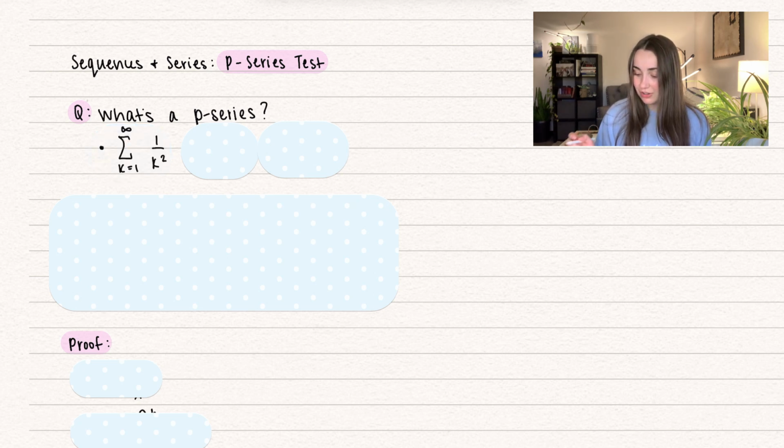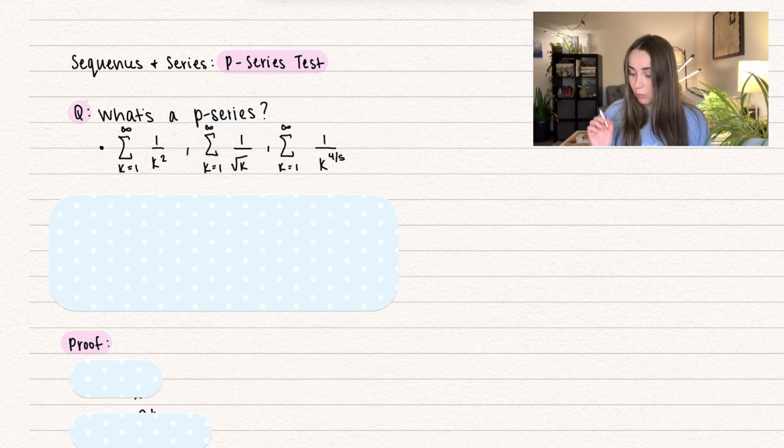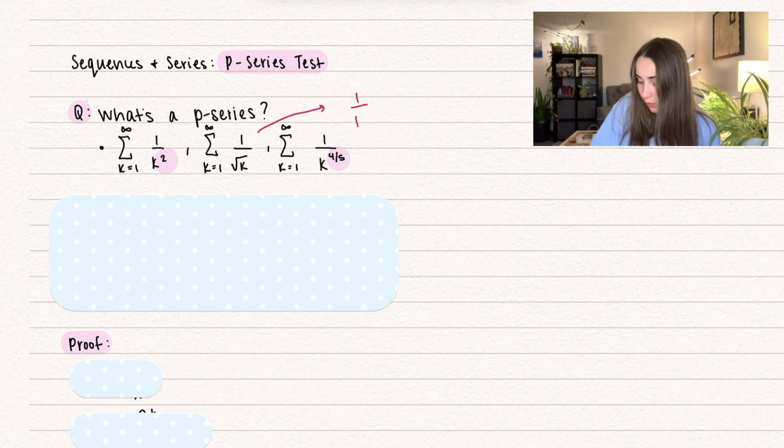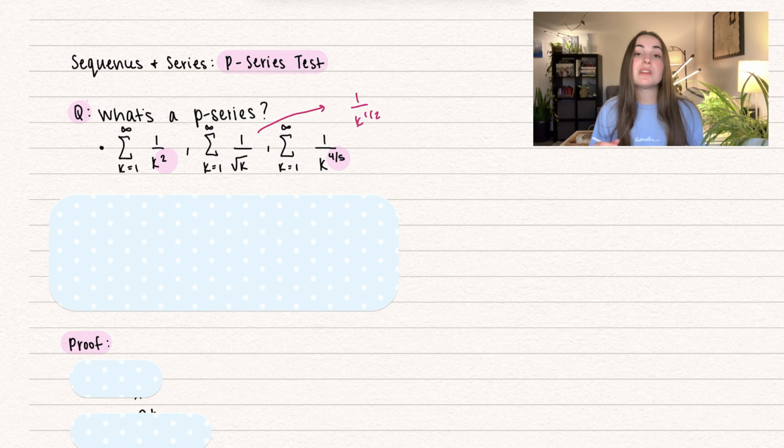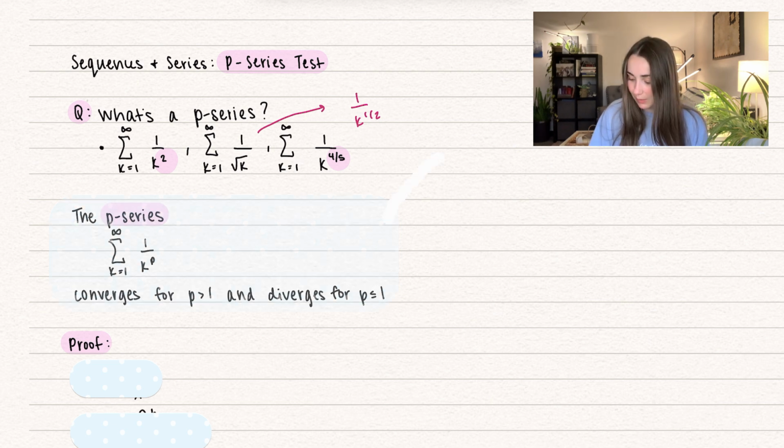First, we have the summation k equals 1 to infinity of 1 over k squared. Another one is the summation of 1 over the square root of k. And one more, 1 over k to the power of 4/5. All of these have something in common: they are all to a power. Where we have the square root of k, that's 1 over k to the 1/2. So notice all of these are 1 over k to a power. That is exactly what a P series is.